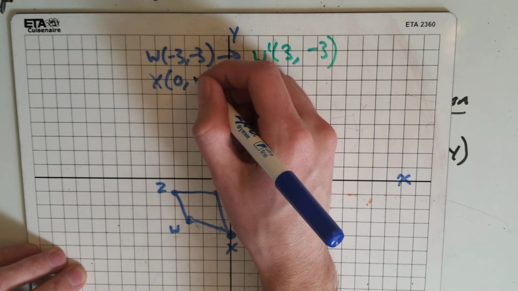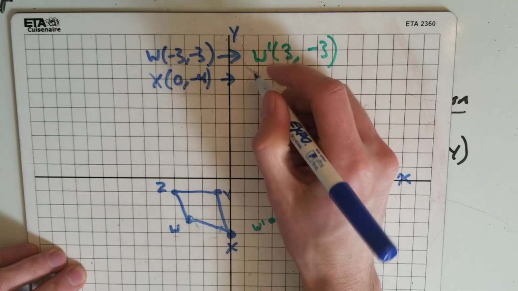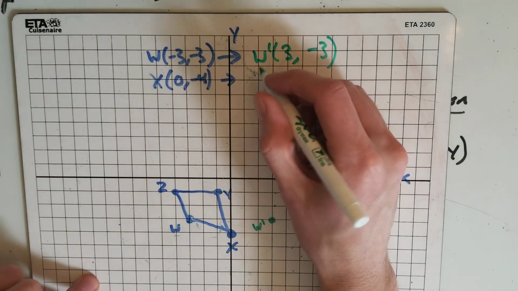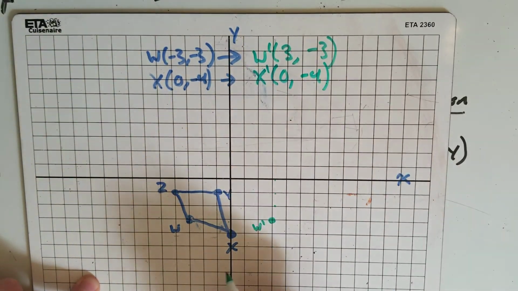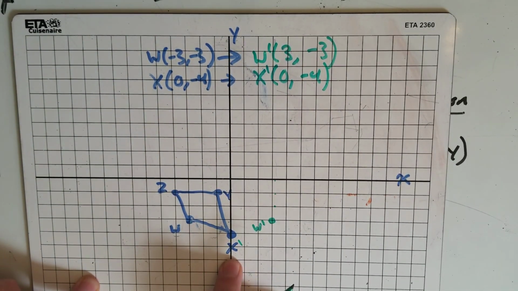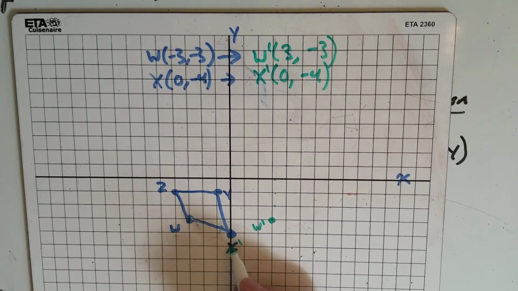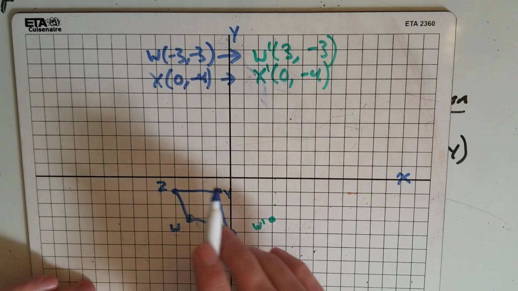X is 0, negative 4. And again, we're going to have the same rule. The opposite of 0 is still 0. So x prime is going to be 0, negative 4. So x and x prime are actually the same point. If you're reflecting over this line and you fall on it, you're not really going to reflect at all, because you're just going to continuously be on the line.